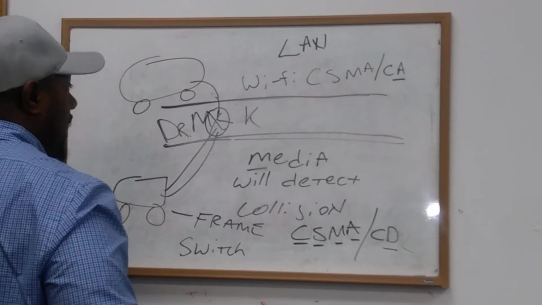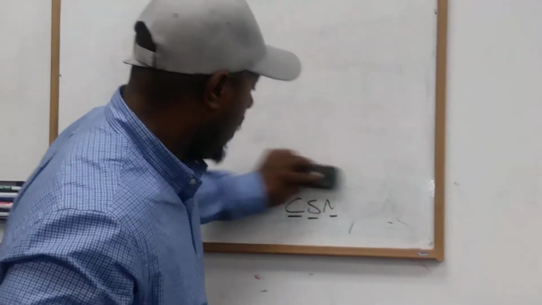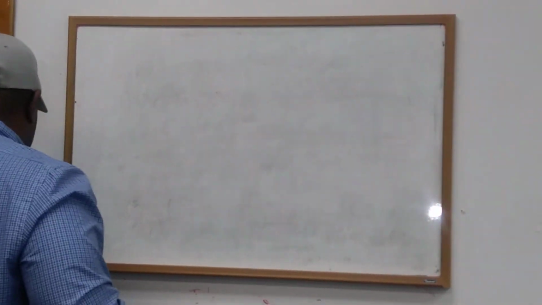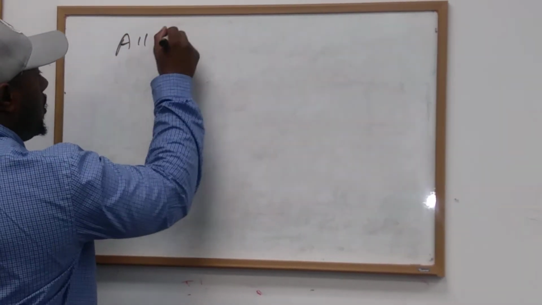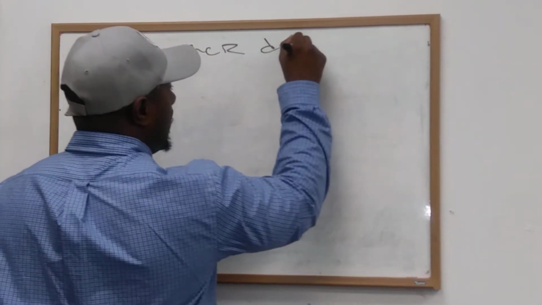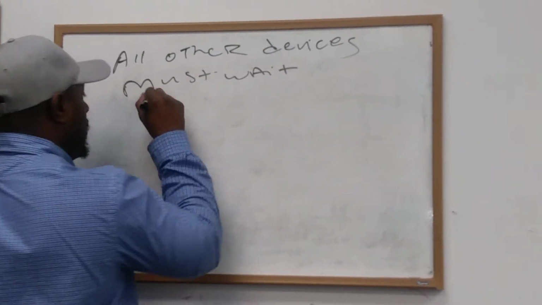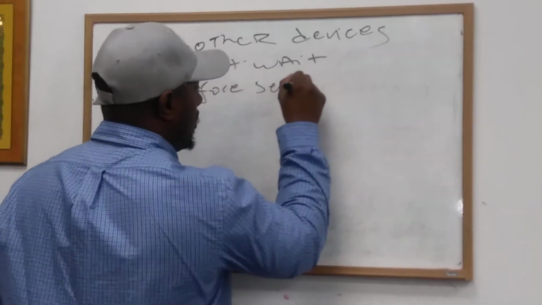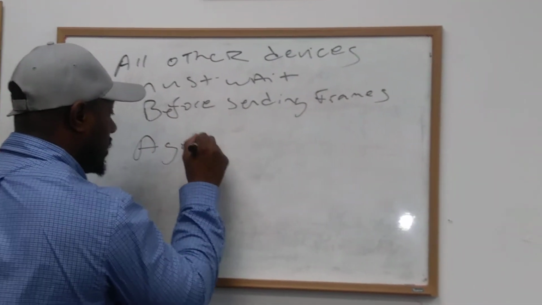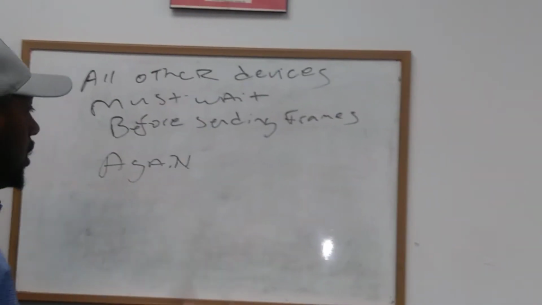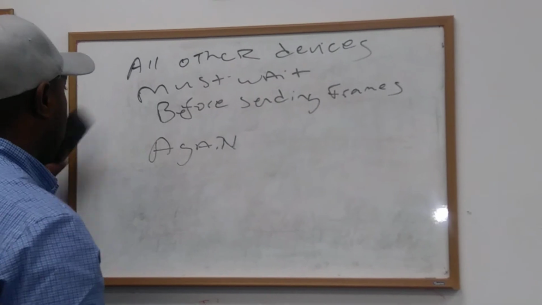So when you have carrier sense multiple access with collision detection, they detect the crash, and in the event of the crash, all other devices must wait before sending frames again. And that is the concept of carrier sense multiple access with collision detection versus carrier sense multiple access with collision avoidance. Okay.